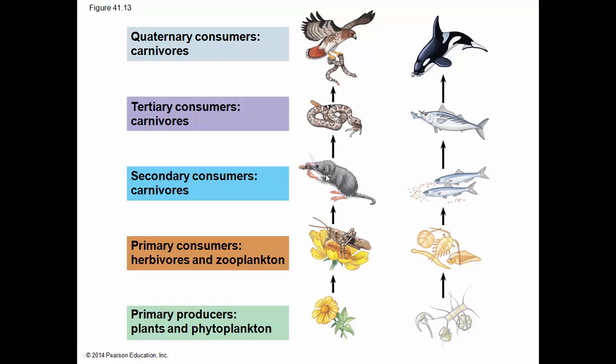So secondary consumers, like in this case, a shrew. The shrew might be eaten by a tertiary consumer, the rattlesnake here, and the rattlesnake could be eaten by a red-tailed hawk.